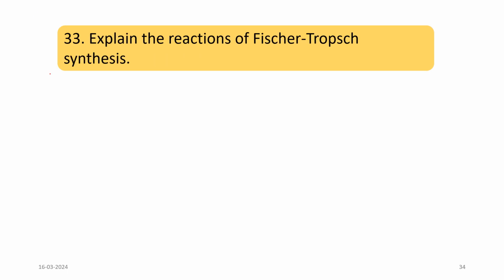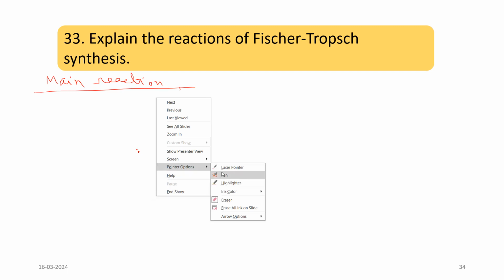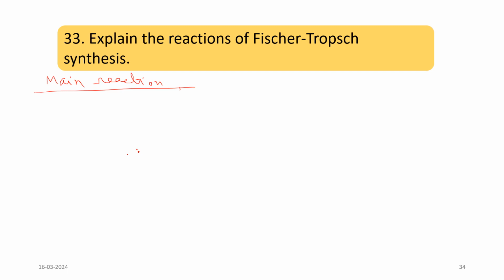So, the main reactions of Fischer-Tropsch synthesis. Okay, so alkanes and alkenes can be formed from Fischer-Tropsch synthesis. These are the main reactions. Okay, so alkane formation and alkene formation.